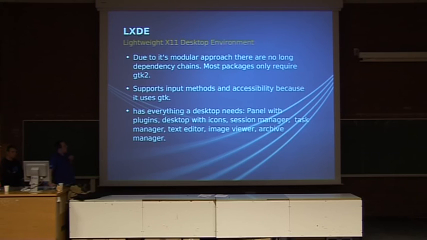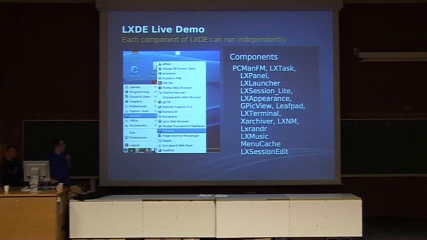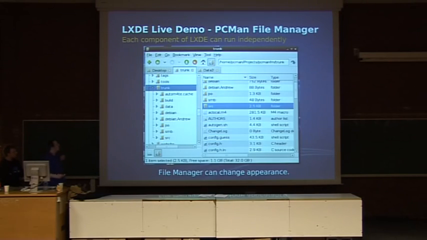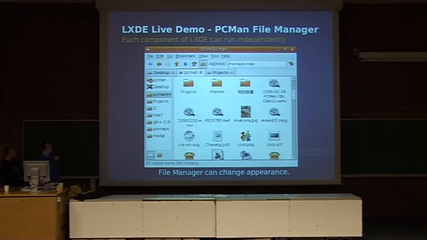It's a panel with plugins, a desktop with icons, session manager, task manager, text editor, image viewer, and an archive manager. So here we have the components themselves. You see the desktop with a main menu. You see PCMan, the file manager with tabs that you can use, especially on small screens, where they are very useful. Here you see it on a big, large screen. This is also another version running on Ubuntu, as you can see from the colors.